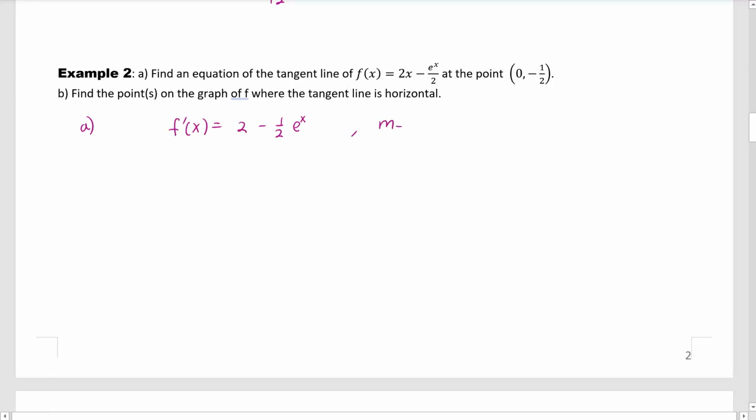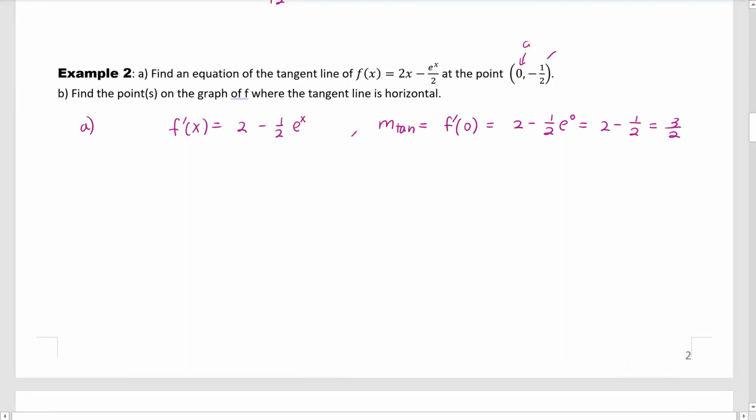And then what is the m tangent? Well, we're looking at the tangent when the point a is 0, right? So it's like the derivative, we plug in x is 0. So we have 2 minus 1/2 e to the 0. That's 2 minus, e to the 0 is 1, so we have 3/2. So this is the slope of the tangent line at x is 0. Okay, so to find the tangent line, we need the slope. We also need the point. And we already have the point.